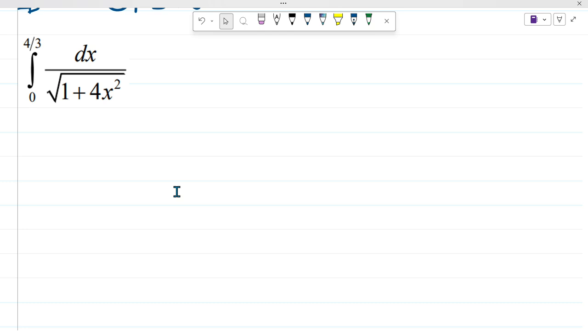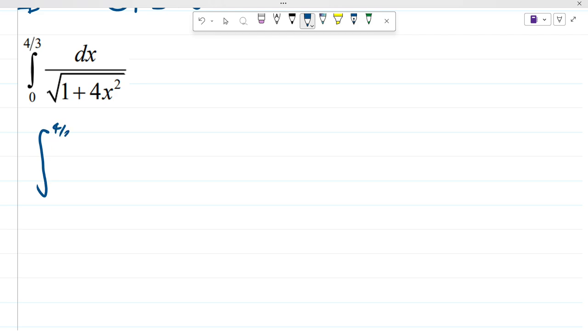So now we've got our integral of 1 divided by square root of 1 plus 4x squared, and then dx there, with upper limit 4 over 3 and lower limit 0. We need to first rewrite this question in the form of f of x squared and a squared, so that we can see which inverse it fits into. So that's what we're gonna do.